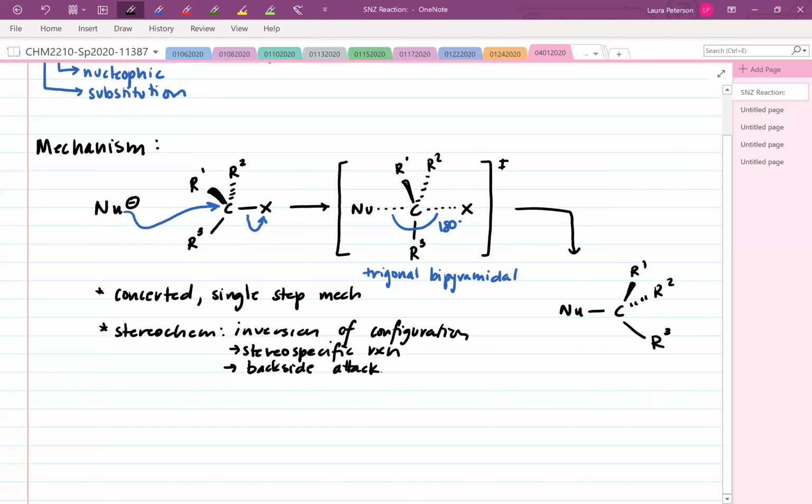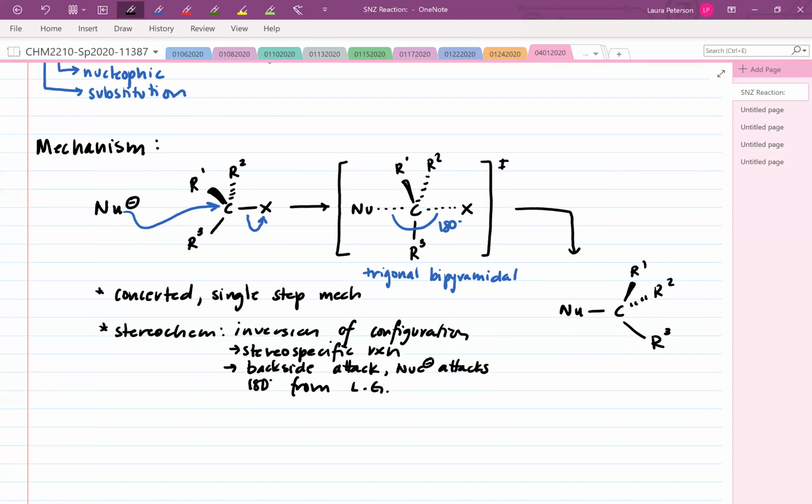What we mean by that is the nucleophile attacks 180 degrees from the leaving group. So it's the backside of the carbon-leaving group bond. The reason for that is that's where the carbon-leaving group anti-bonding orbital is. There is a lobe there that we can dump electrons into as we push out the leaving group.